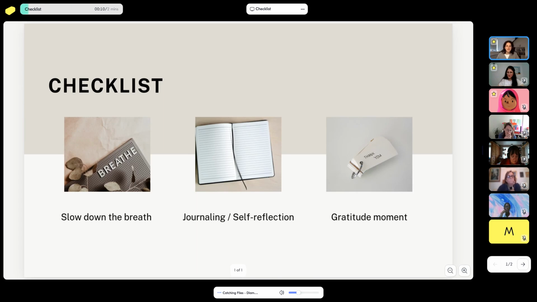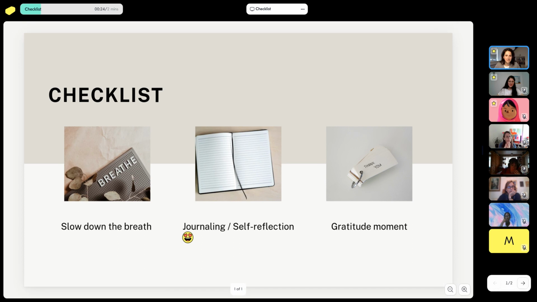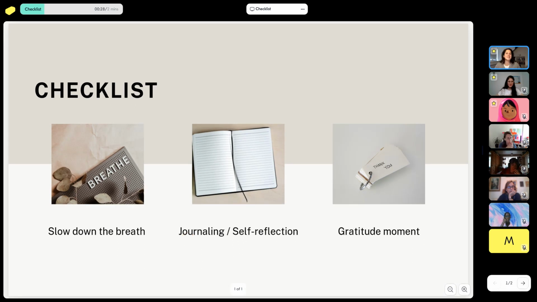To remember the tools we used and practiced today, you can use this checklist on a daily basis. Feel free to adjust it, or even if you use just one technique, it's already good. It's already enough as long as it makes you happy. As long as it brings your focus back, then it means you did a good job. So today we did slowing down the breath, journaling, which is also self-reflection, the name of the practice we used with the napkin, and the gratitude moment.